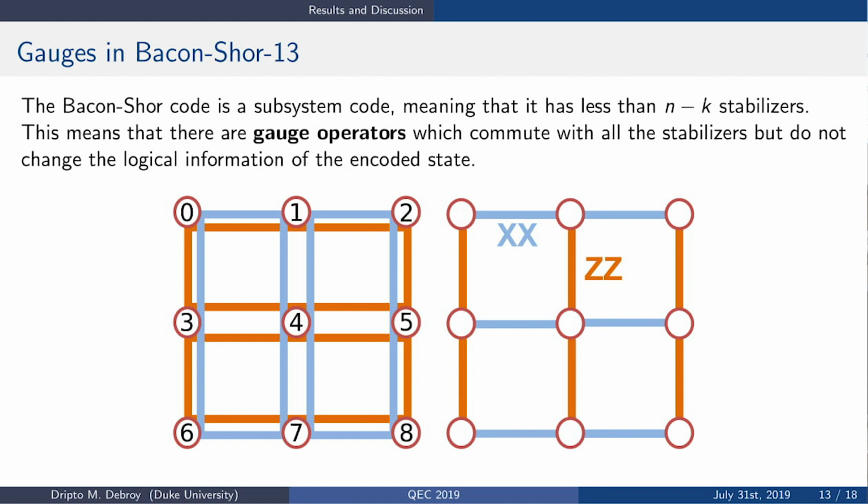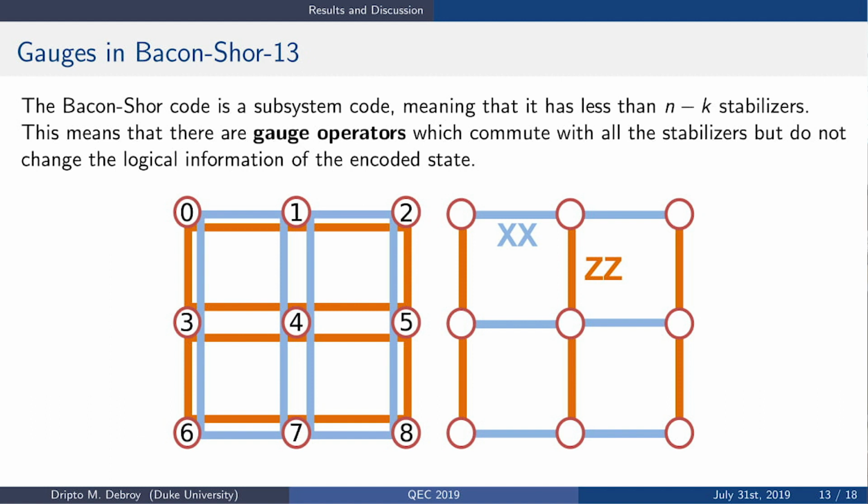So Bacon-Shor is a subsystem code, which means it has fewer than the full n minus k stabilizers it could, given its parameters. And that means there are extra free degrees of freedom in your system. And these manifest in terms of these gauge operators. So on the left, we have the stabilizers of Bacon-Shor, and on the right, we have the gauges. So the gauges are these weight-2 X-type operators on the horizontal and Z-types on the vertical. And these gauge operators commute with all of your stabilizers. So when you prepare into a state of Bacon-Shor, you can also choose the eigenvalues of 6 of your 12 gauges. And that essentially corresponds to being in Shor's code almost.